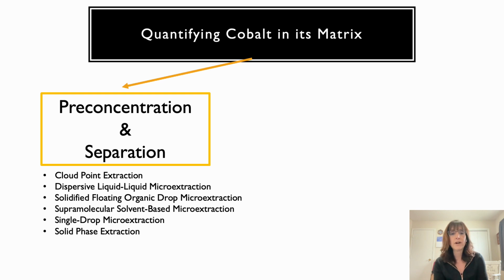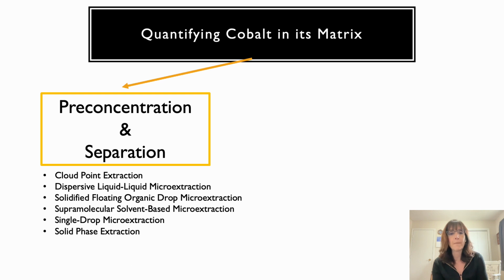The solidified floating organic drop microextraction is similar to the dispersive liquid-liquid type, but it's less toxic. It's easier to remove the solvent, and it does a better job of separating cobalt. Supramolecular solvent-based microextraction is green, good for small amounts of cobalt. And what they do is they add organic ligands to make the sample insoluble. This is very, very selective, and it's excellent in being used on environmental, biological, and food samples.